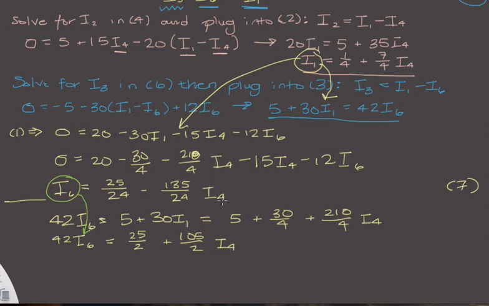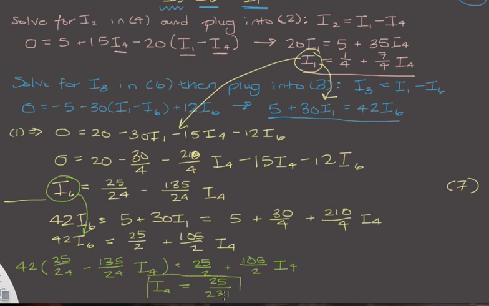Because if I do that, then I'm going to have only numbers and things involving I4, which is exactly what I want. So this is going to be 42 times I6, which is this big ugly thing, 25 over 24 minus 135 over 24 times I4. That equals 25 over 2 plus 105 over 2 I4. Okay, so then, hooray, if we go ahead and actually calculate this, 25 over 231. That is what my I4 is.